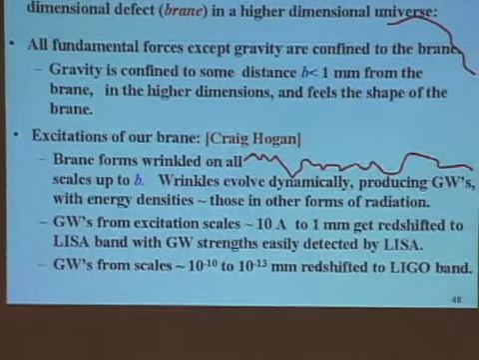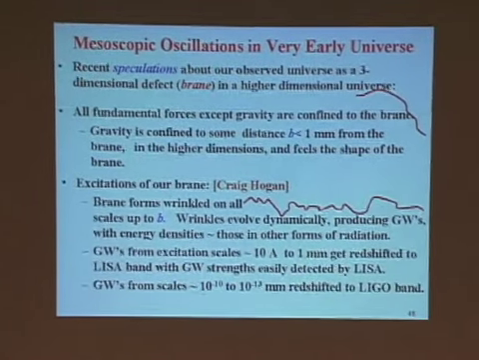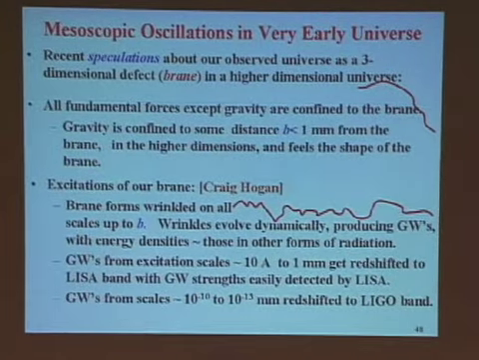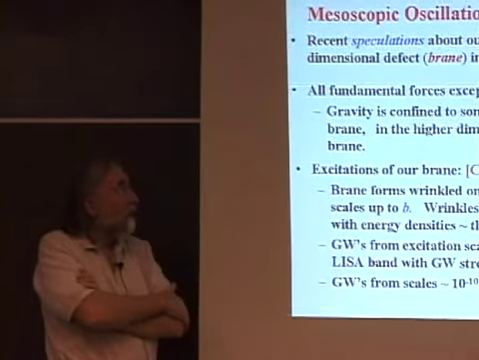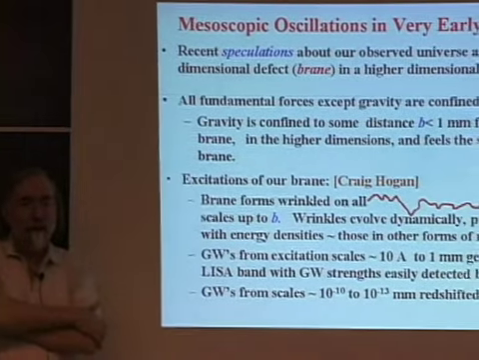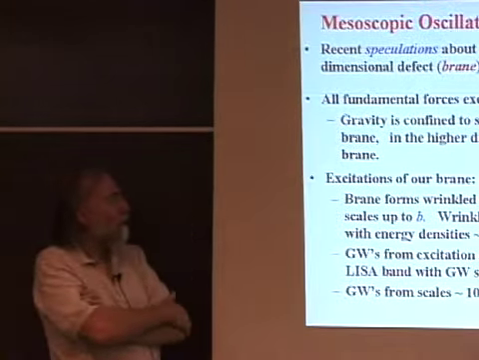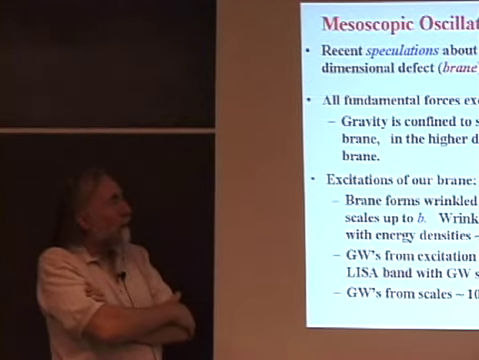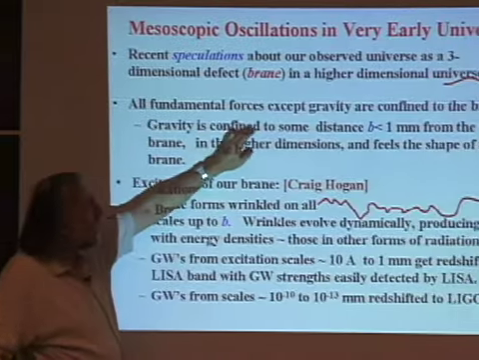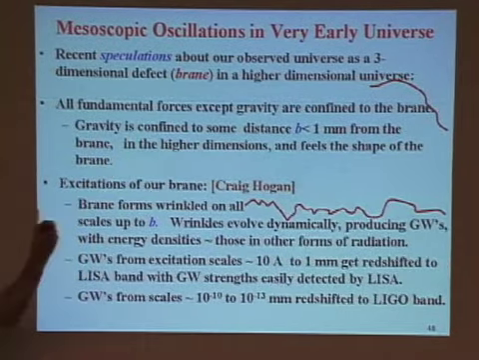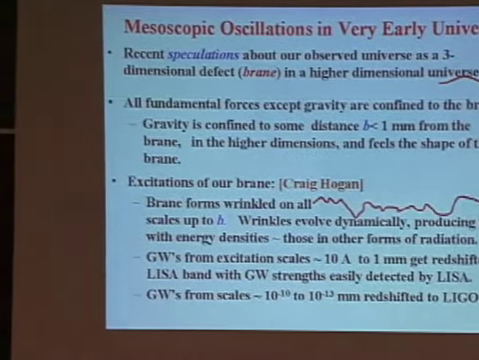there was a fascinating colloquium given last spring by Craig Hogan from the University of Washington, in which he took the recent speculations about our universe being a three-dimensional defect evolving in time, so a four-dimensional space-time defect in a higher dimensional universe, a defect that the particle physicists like to call a brane. So our universe is a three-dimensional brane evolving in time in a higher dimensional universe. And according to these ideas about the so-called brane world scenarios, all the fundamental forces except gravity are confined to the brane, and gravity is confined to some distance less than or about 1 millimeter away from the brane in the higher dimensions, in all the higher dimensions.